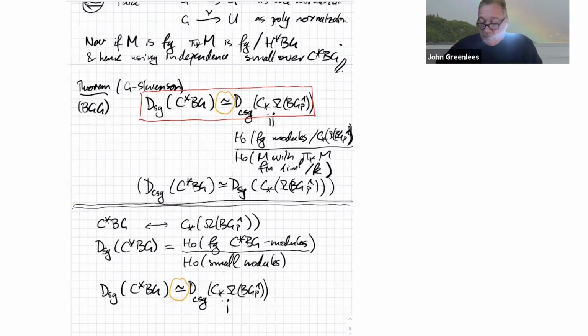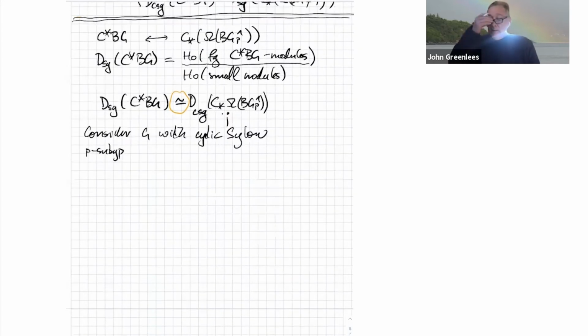Okay, so now we're going to consider an example. Consider a finite group G with cyclic Sylow p-subgroup. And we're going to work out what the singularity category is in that case. The cyclic Sylow p-subgroup is going to be called C, and it will be cyclic of order p to the n.